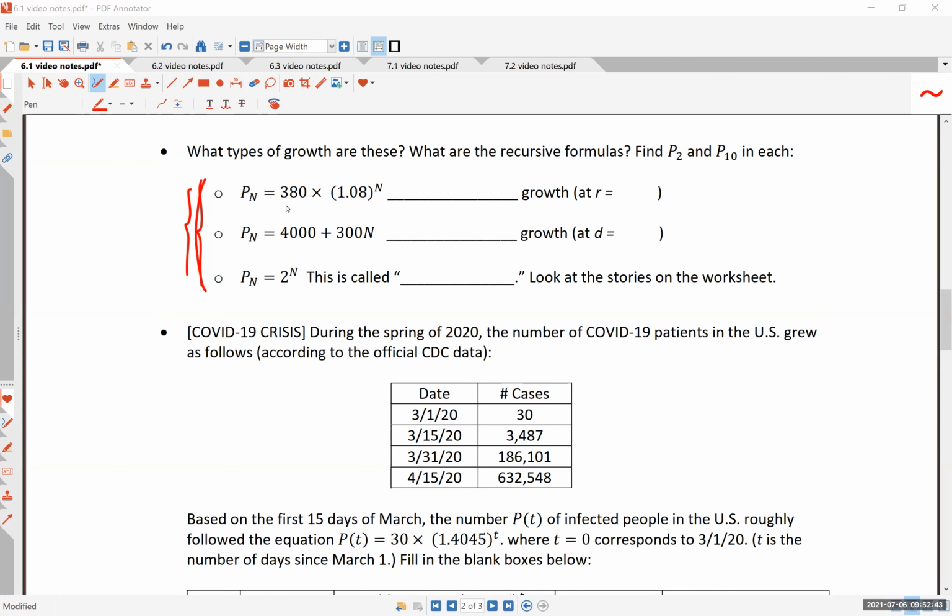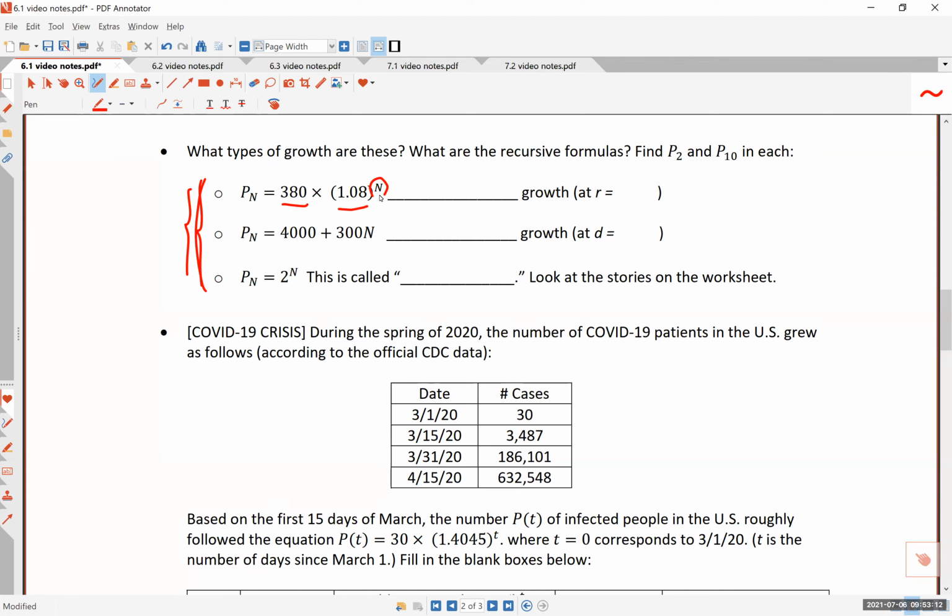All right, so take a look at this. P sub n, this is just capital N instead of lowercase n. That should not make any difference. 380 times 1.08 to the nth power. Now notice here, n, the variable or the number of years or the time, n is in the exponent, right? And every time you see this number as an exponent or as a part of the exponent, you know it is an exponential growth.